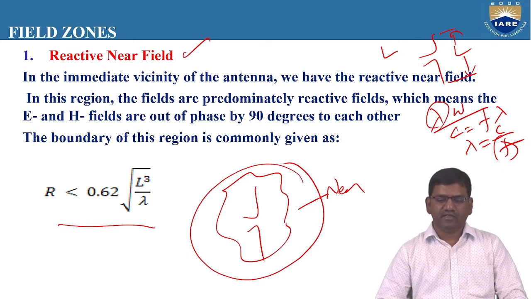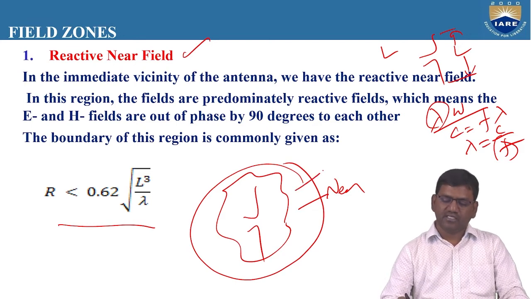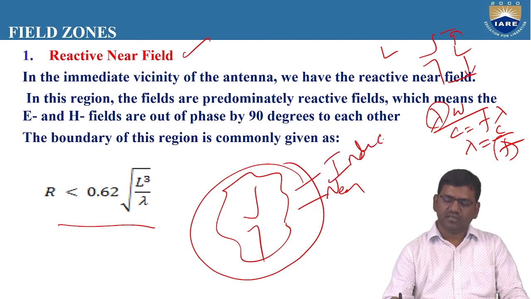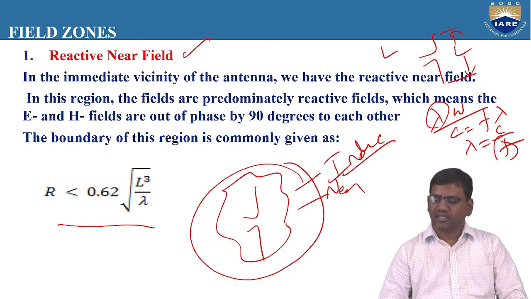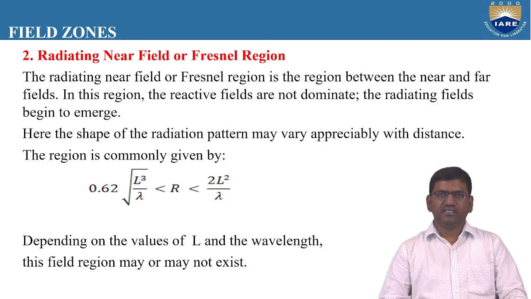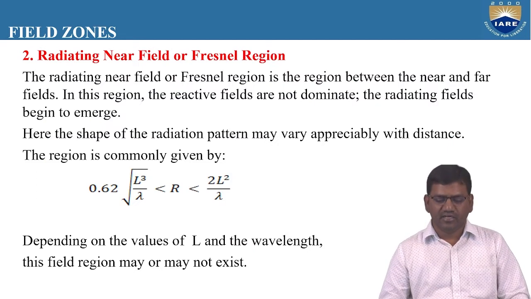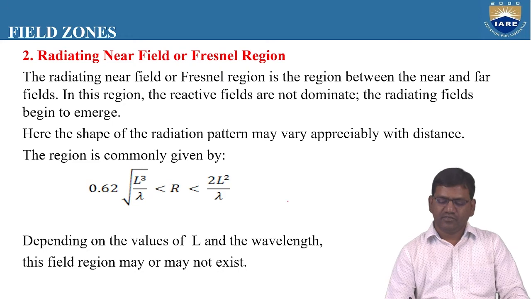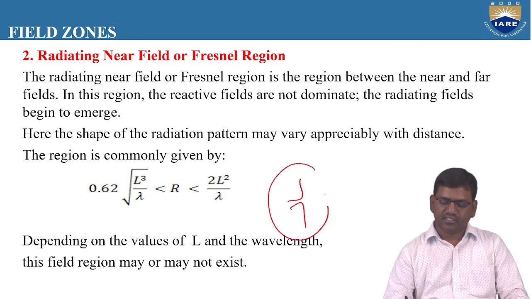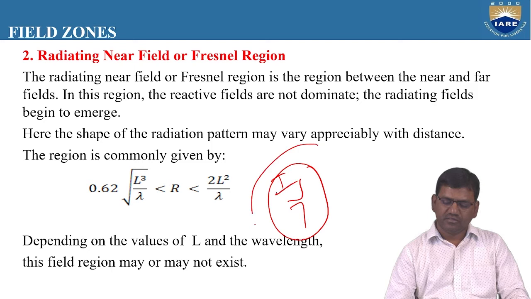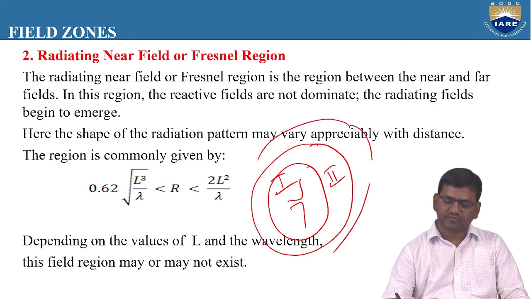Let us go to the second one, the radiative field, which we can call the radiative near field zone. As we have observed, in the first zone the inductance is more, hence E and H fields are not formed and the pattern is non-uniform. Now we see the second one, the radiating near field or the Fresnel region. If this is the antenna, this is the first zone, the near field zone, this is the second field zone, and this is the third field zone.